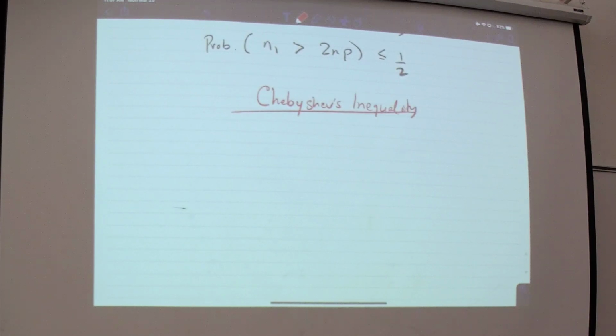So once again, we had this idea that we wanted to capture the tail behavior of a random variable. We wanted to capture the probability that it deviates from its mean by a certain amount. Now we're going to assume a little bit more about the random variable. We're going to assume that it has what we call bounded variance.